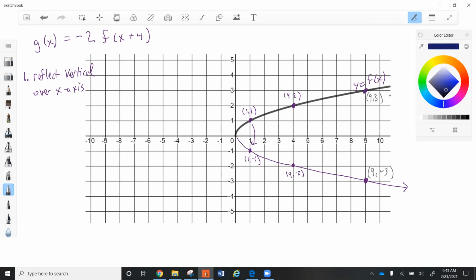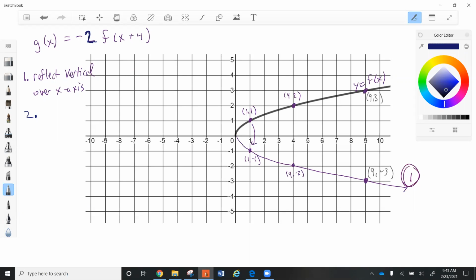I'm going to switch to blue. Step 2. Sorry, purple. This is step 1. Okay, so I'm doing these transformations one at a time. So the next transformation I want to do, let's focus on the multiplying by 2 here. So far I've looked at the multiplying by negative 1, the negative on the outside.